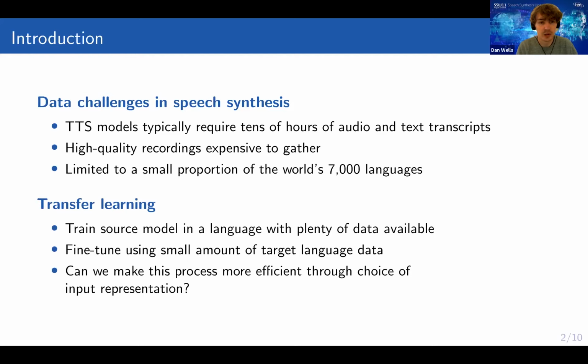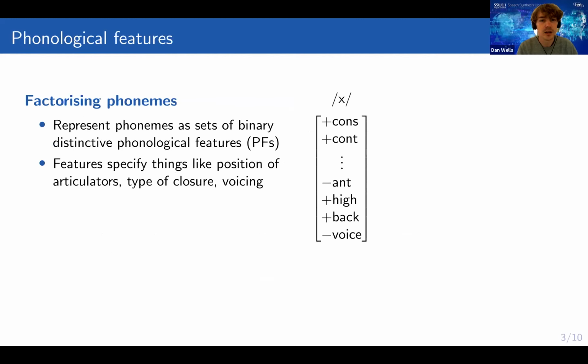One way we might get around these data challenges is by taking a transfer learning approach. So training a source model for some language where we do have plenty of data available, for example English, and then fine-tuning using a small amount of annotated data from our target language. And the question we wanted to ask here was, can we make this process more efficient somehow through the choice of input representation? So rather than using characters or phoneme symbols, as are often used for TTS, we use this phonological feature vector representation.